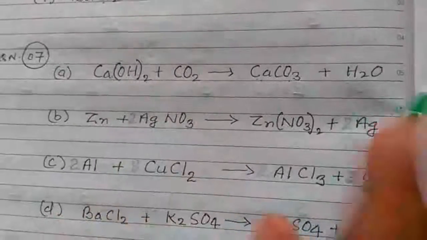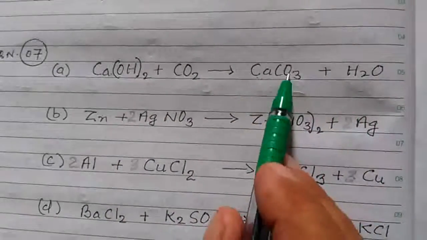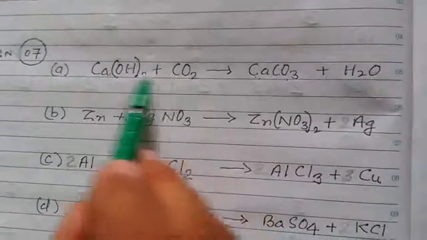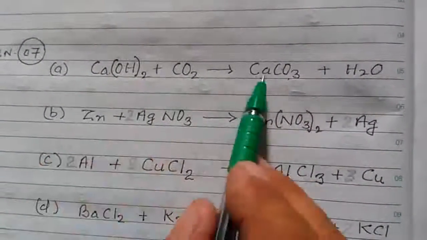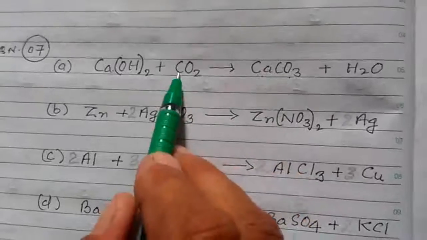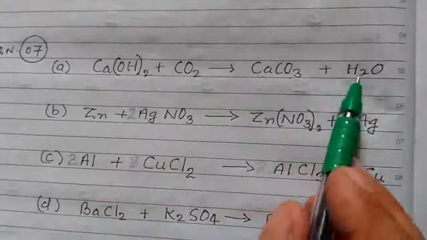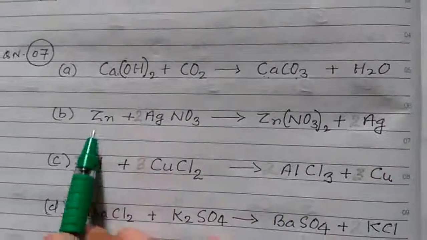Try to understand. Oxygen is 3 and 1, 4. So 2 and 2, 4 here. Calcium is 1, calcium is 1. Carbon is 1, carbon is 1. Hydrogen 2, hydrogen 2. So it is already balanced.